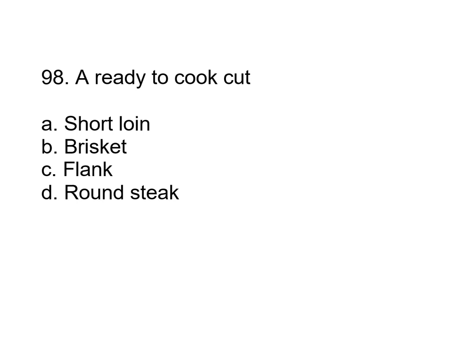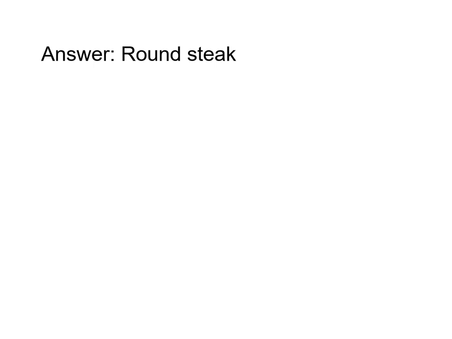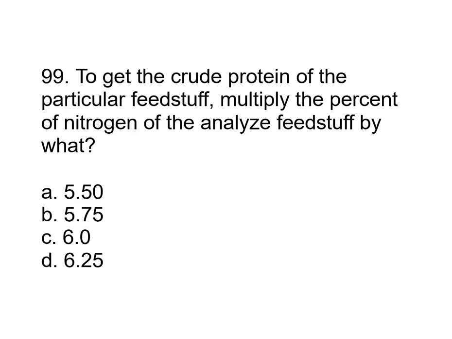Number 98. A ready-to-cook cut. A. Short loin. B. Brisket. C. Flank. D. Round steak. The answer is round steak. Number 99. To get the crude protein of the particular feedstuff, multiply the percent of nitrogen of the analyzed feedstuff by what? A. 5.50, B. 5.75, C. 6.0, D. 6.25.